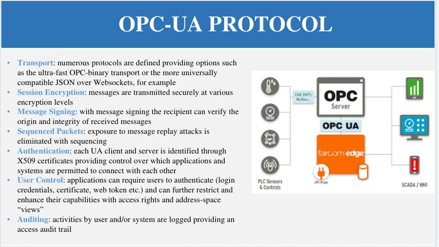Authentication means that each UA client and server is identified through an X509 certificate, providing control over which applications and systems are permitted. User control is there, meaning that an application can require users to authenticate, with login credentials, certificates, web tokens, etc., and can further restrict and enhance the capabilities with access rights. Auditing means that activities by user and system are logged, providing an access audit trail.